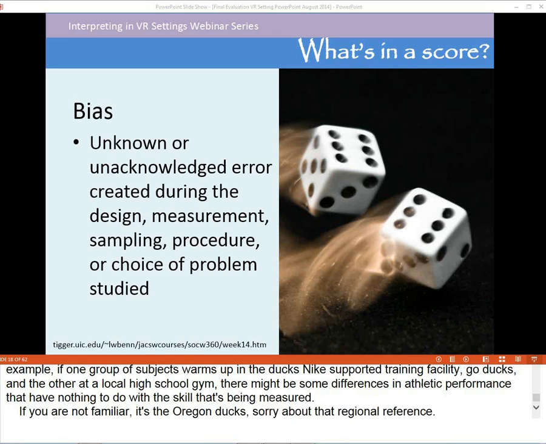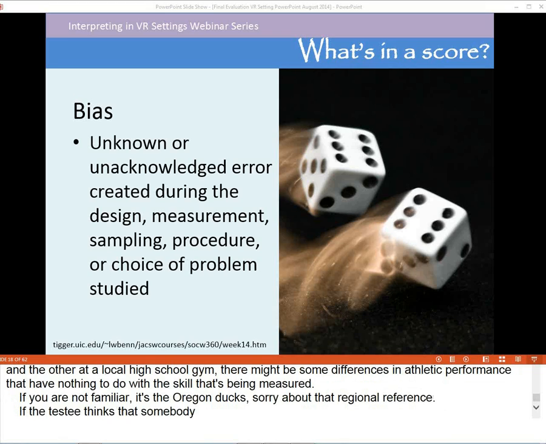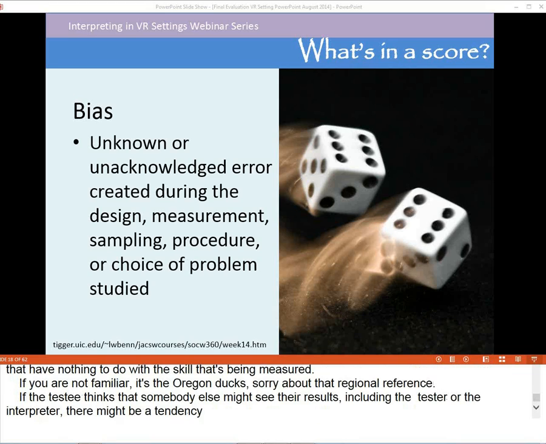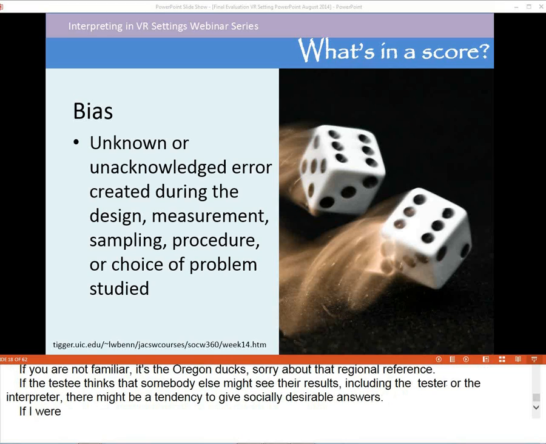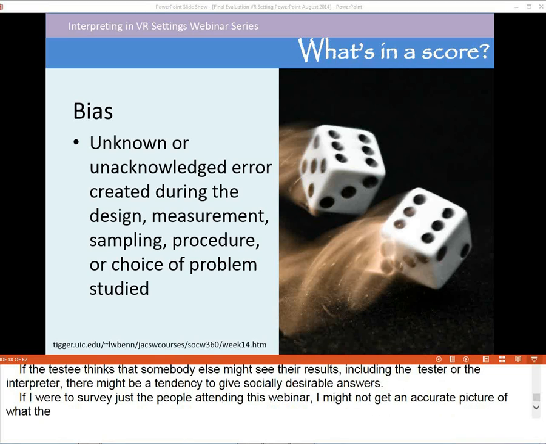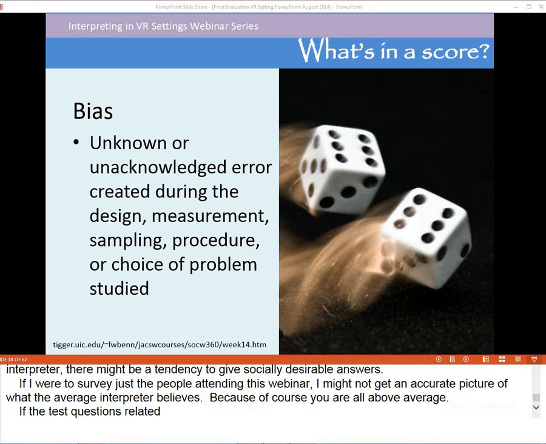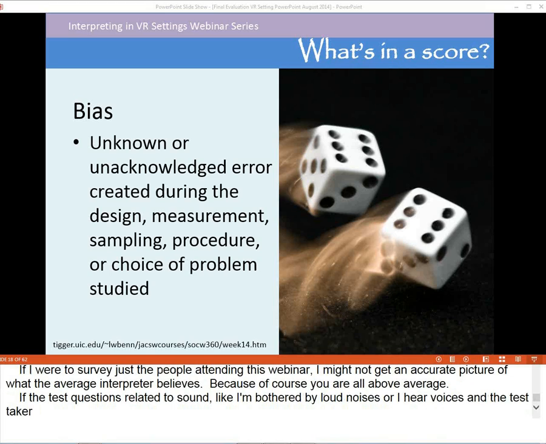If the testee thinks that somebody else might see their results, including the tester or the interpreter, there might be a tendency to give socially desirable answers. If I were to survey just the people attending this webinar, I might not get an accurate picture of what the average interpreter believes, because of course you are all above average. If the test questions relate to sound, like I'm bothered by loud noises or I hear voices, and the test taker is deaf, there might be some error that's introduced into the results.